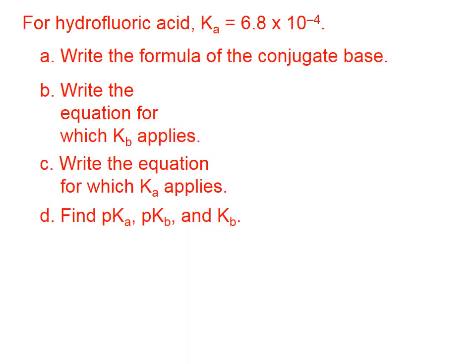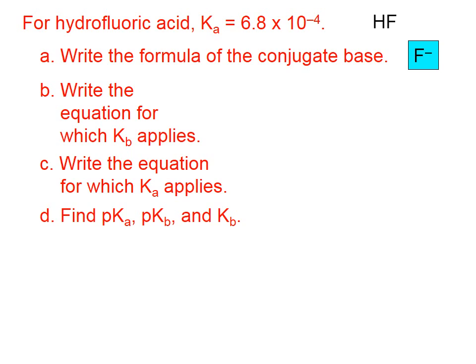So let's try a problem. For hydrofluoric acid with a Ka of 6.8 times 10 to the negative 4th, let's find all these things. What's the formula, first of all, for hydrofluoric acid? Oh yeah, it's HF. Okay, what does A say? Write the formula of the conjugate base. So the conjugate base would be exactly HF, except it would be short an H+, which means the conjugate base is going to be F-.